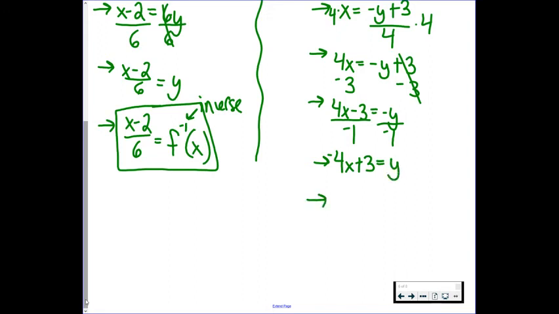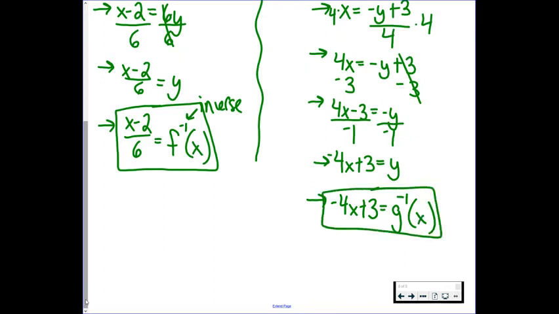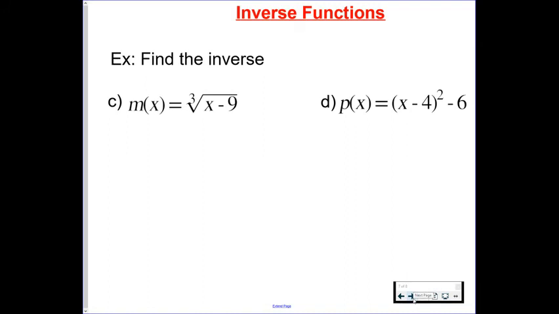There's our inverse function, so I'm going to use that inverse notation. Equals g inverse of x. There's our inverse function. -4x plus 3 equals g inverse of x. Let's try another example. Our question states find the inverse again. So we're going to flip x and y and solve for y.